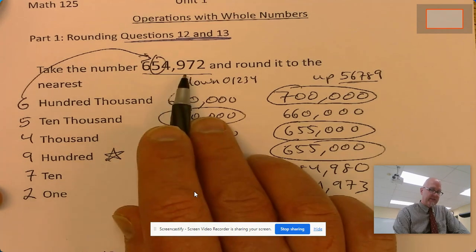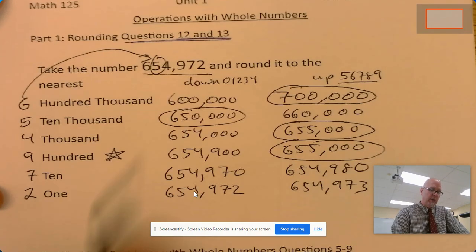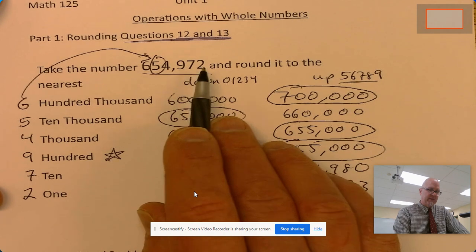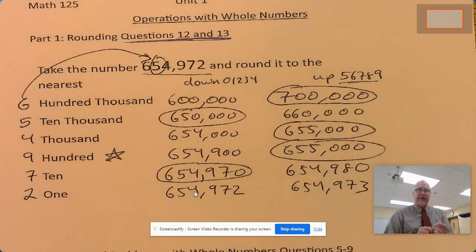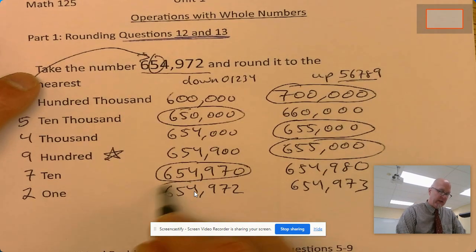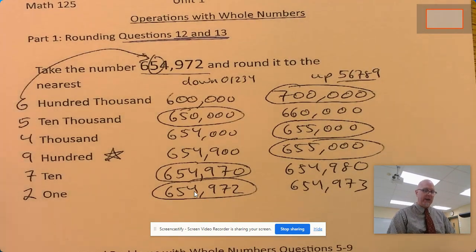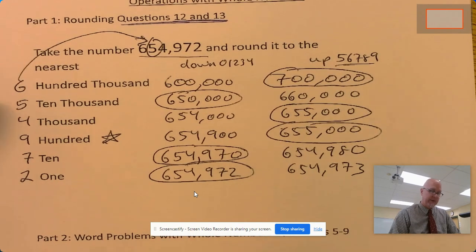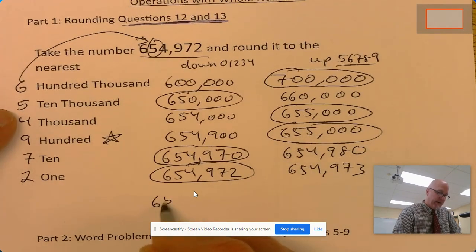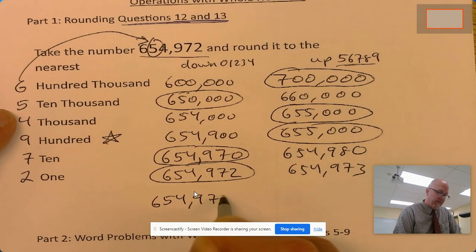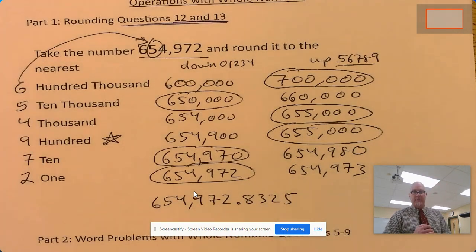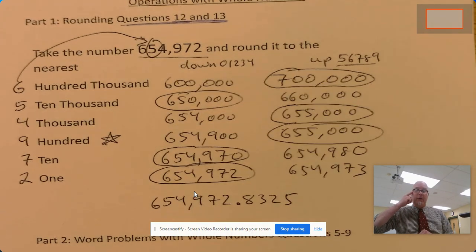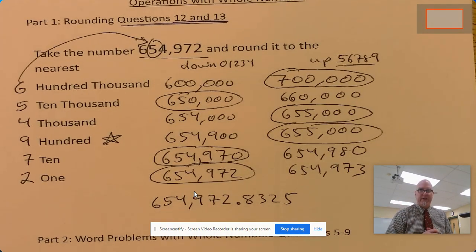The second to last one is 972. I'm focusing on the 7, and the number next to the 7 is a 2, so I don't round it at all. I leave it right where it is. And then the answers for the ones, there's nothing else you can do. There are no other numbers after it. However, at some point, we will be adding decimals inside our number, and we'll be rounding to those numbers as well. But right now, we just have those choices for rounding something to the nearest.